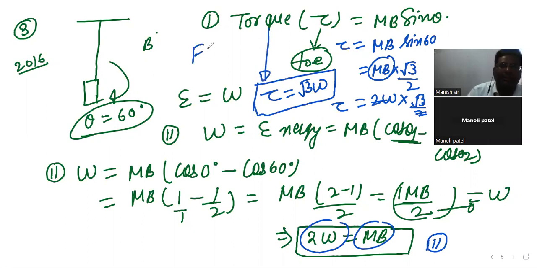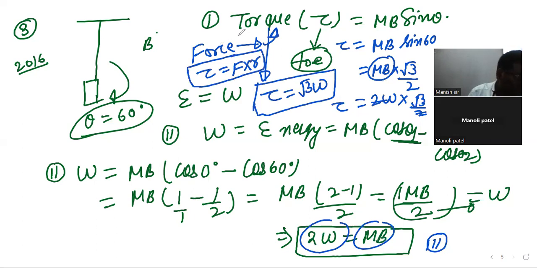Torque is nothing but force. When it is rotated, it is converted into torque, right? So torque is also called force into distance, displacement. So remember this formula also. Calculate it.